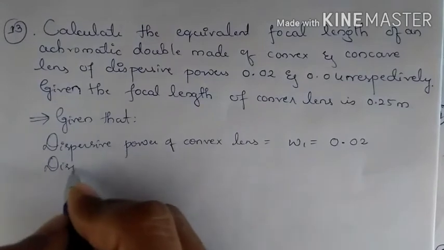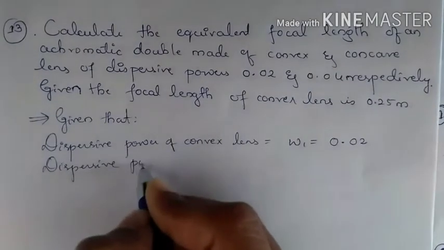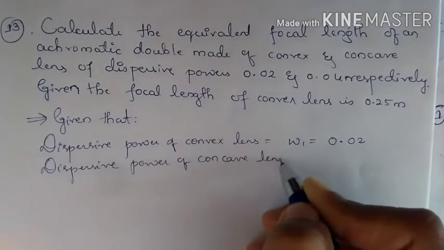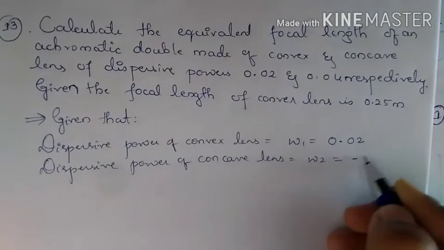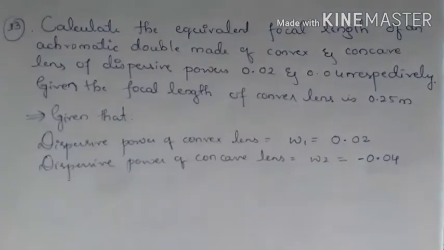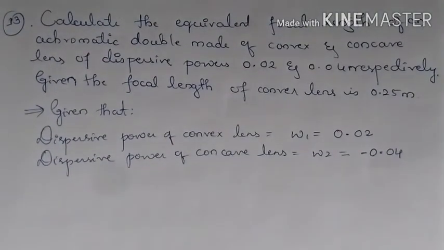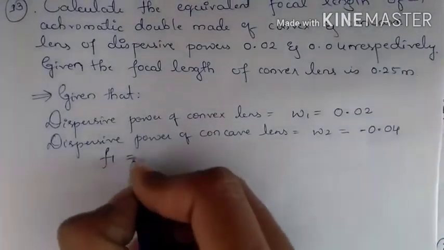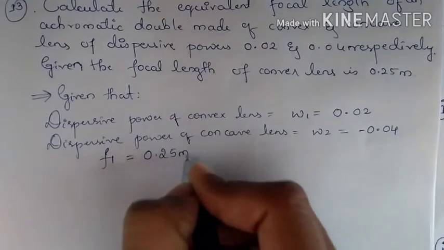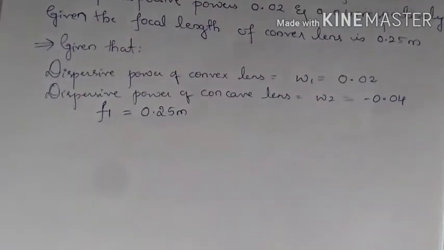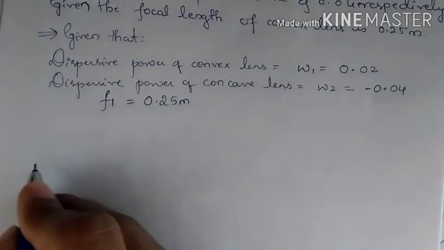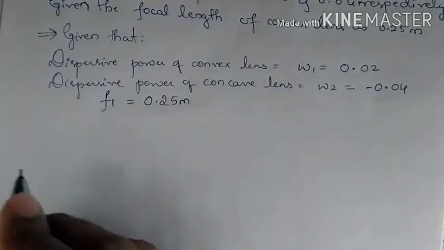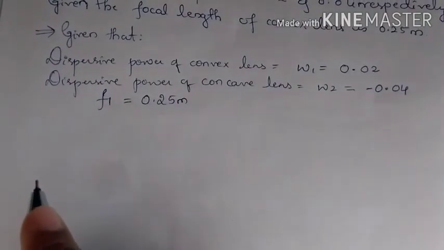Now the dispersive power of the concave lens, omega 2, is equal to minus 0.04. So you have the dispersive power of the convex and concave lens. The focal length f is given as 0.25 meters. Next, what do we have to find? We have to calculate the equivalent focal length.